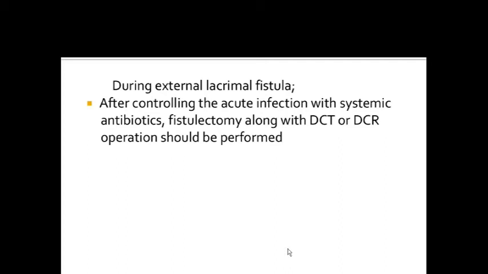Now for external lacrimal fistula, after controlling the acute infection with systemic antibiotics, fistulectomy along with DCT or DCR operation should be performed. Systemic antibiotics play a very important role nowadays. We usually give Augmentin for acute infections, and in studies we have seen that Augmentin has very good results in treating dacryocystitis.